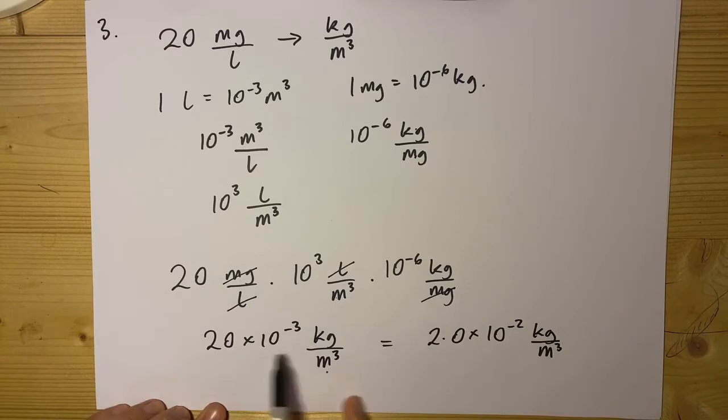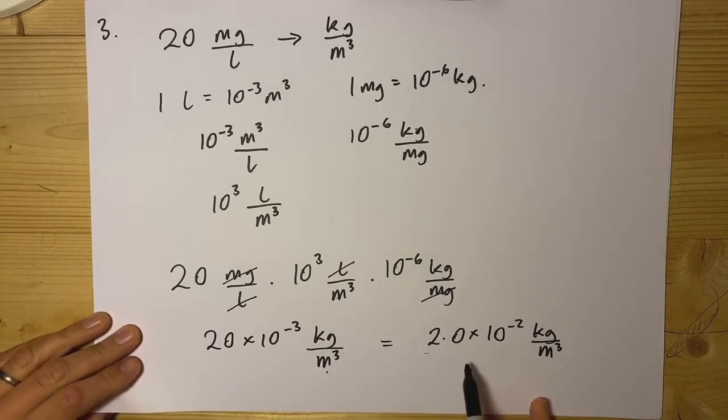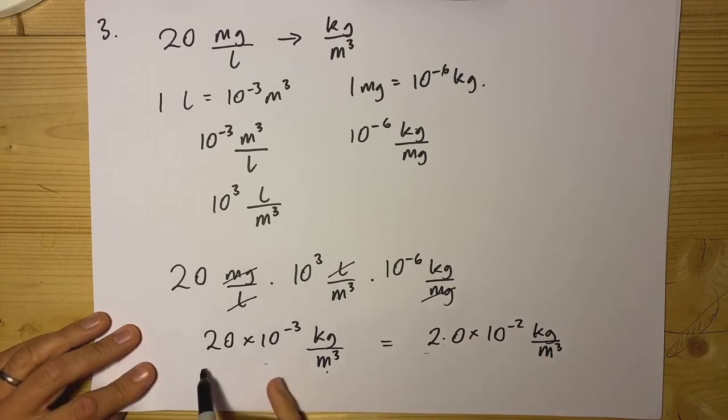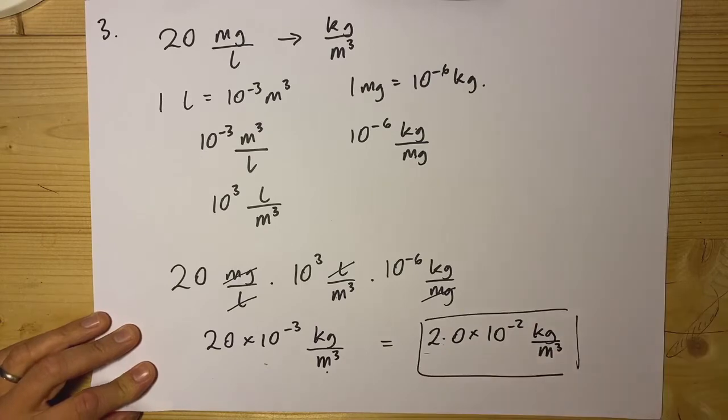Okay, so 20 divided by 1,000 is the same as 2 divided by 100. That's another way of thinking about that. All right, so scientific notation or standard form. This would also be acceptable as an answer, but here we're just being complete because sometimes it's nice to be complete.